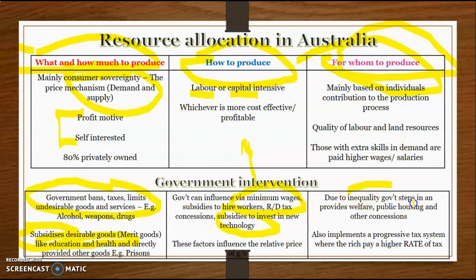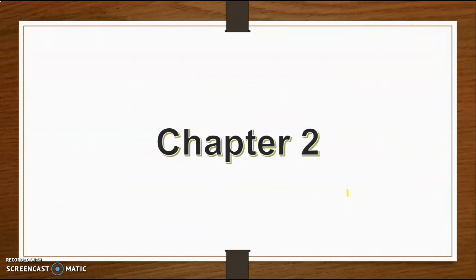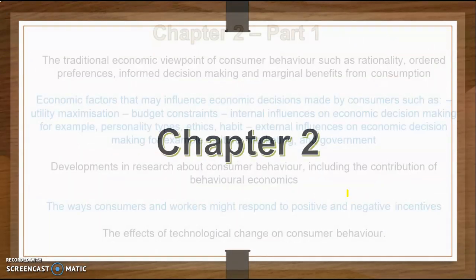However, the government also steps in to prevent inequality, and they do that through public housing, a progressive tax system, and other ways to reduce the gap between the rich and the poor. Okay, so they're the main things from chapter 1.